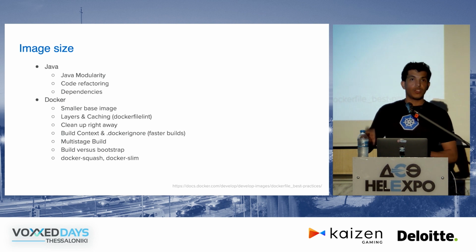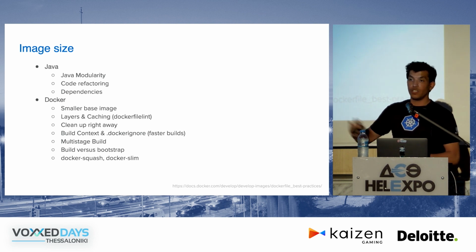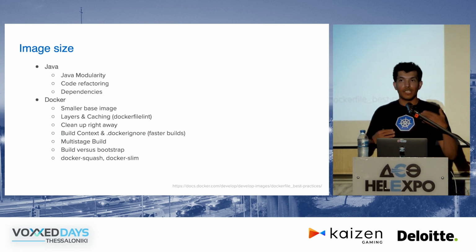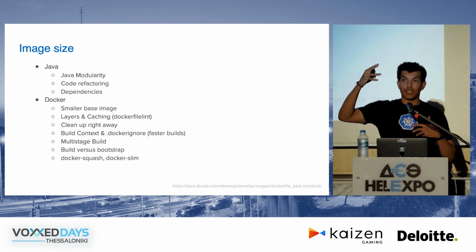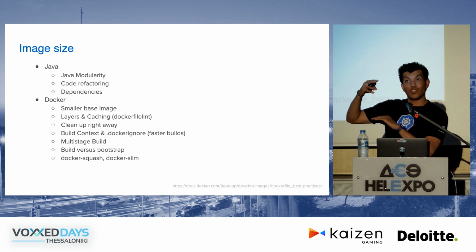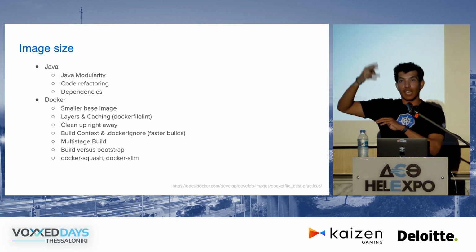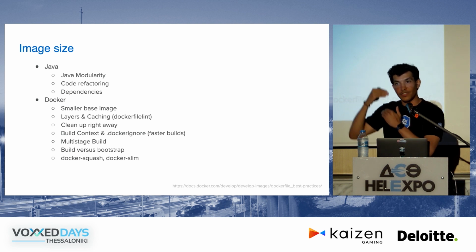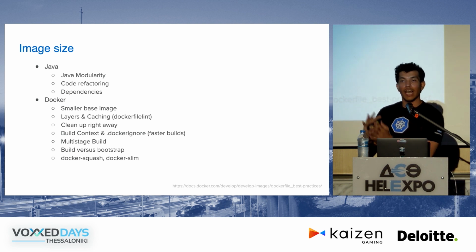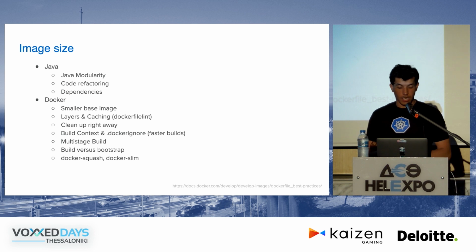Also, using multi-stage builds. This is a nice feature of Docker, introduced years ago, and it enables you to separate your build stage or stages from your production stage. So if you're a Java developer, you will build your image, do whatever you do, generate your artifact, and then have a clean production image. And this final image will be a lot smaller.